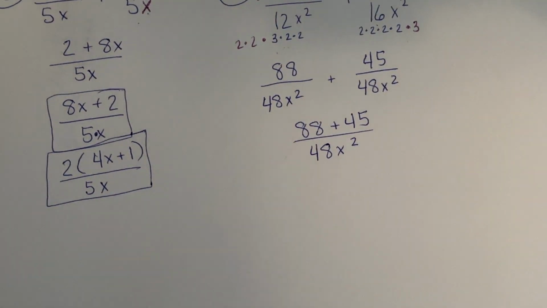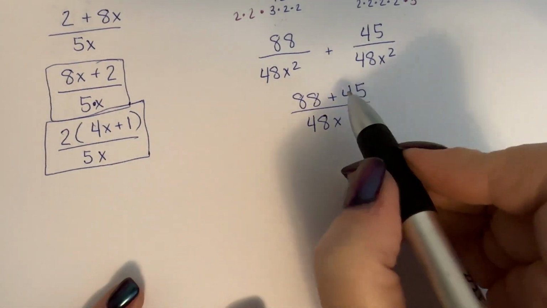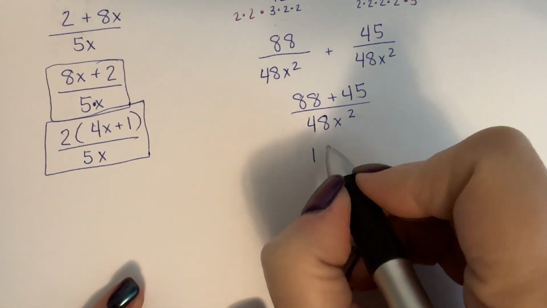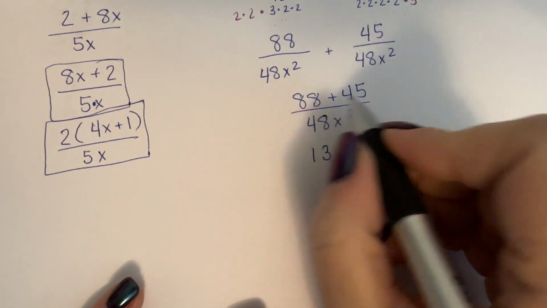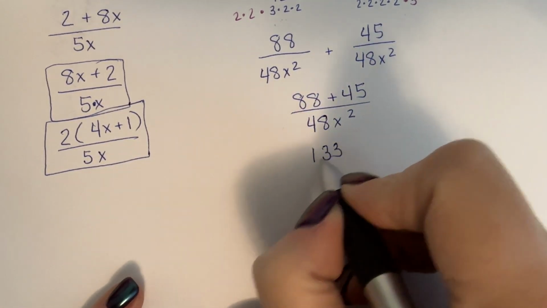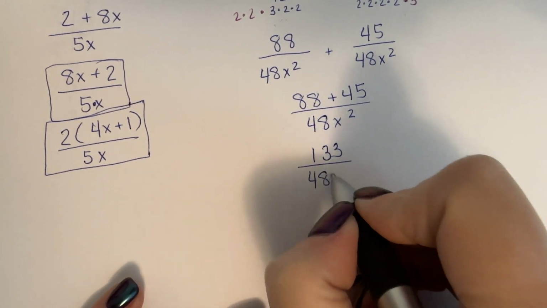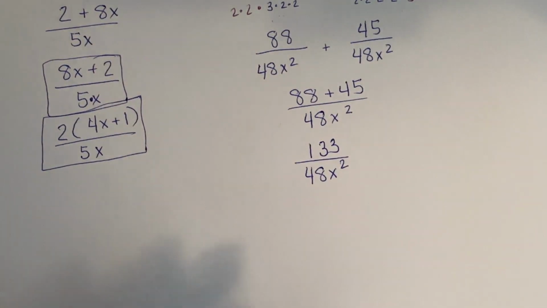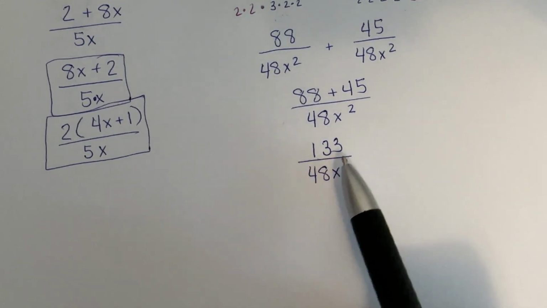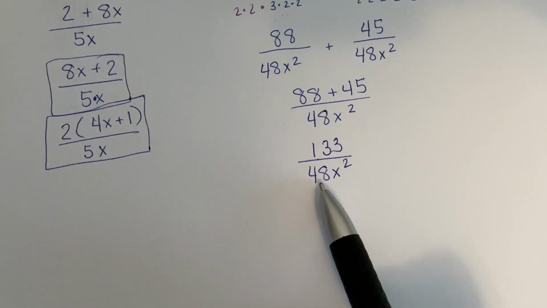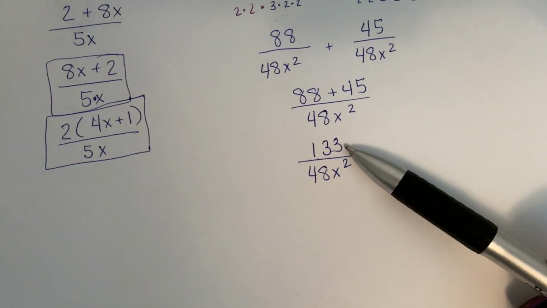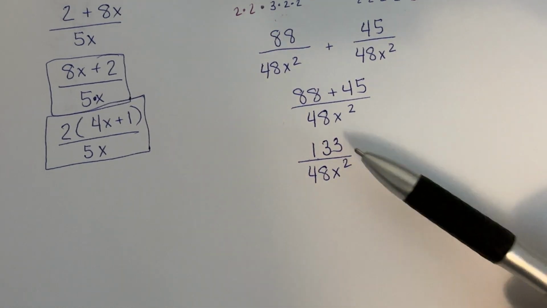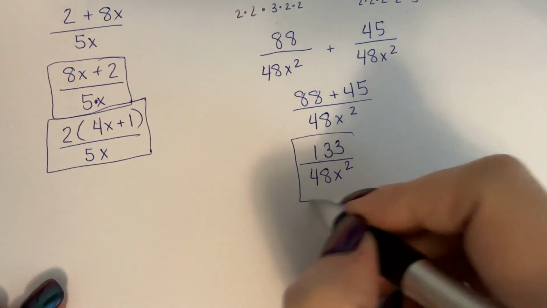Of course, add your numerators together. So let's see, 12, so it'll be 1, looks like 33. Yep, 133 over 48x squared. Now, let's talk about this. The bottom down here divides by 2's and 3's. Up here on the top, that is not divisible by 3 or 2. So that means that is your final answer.